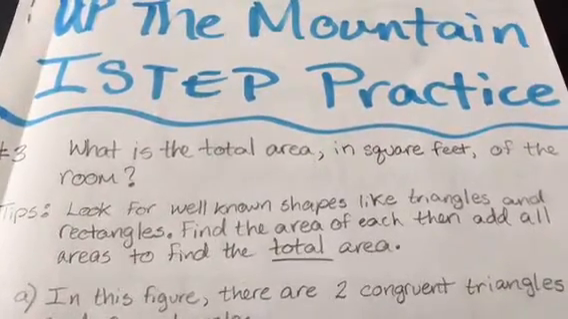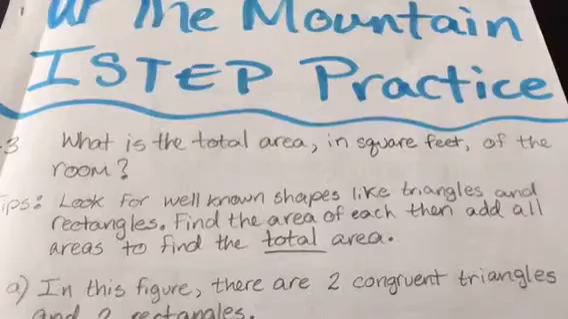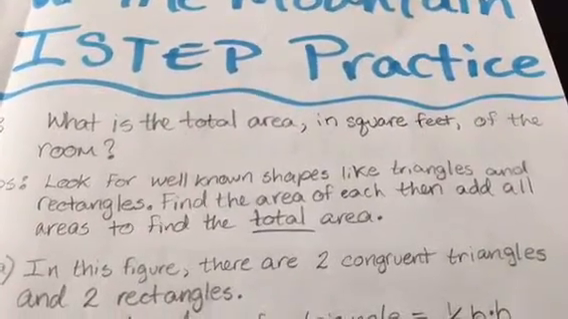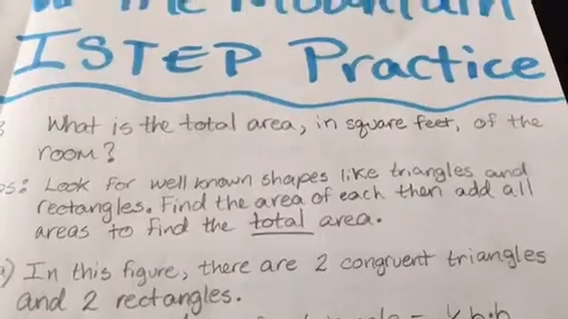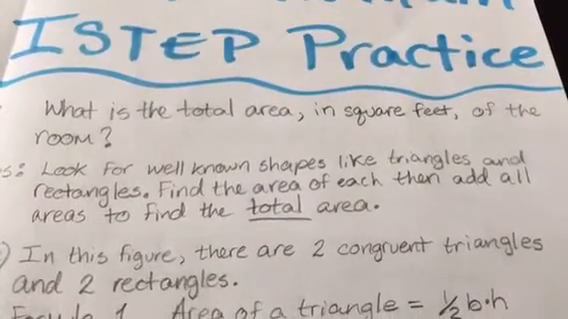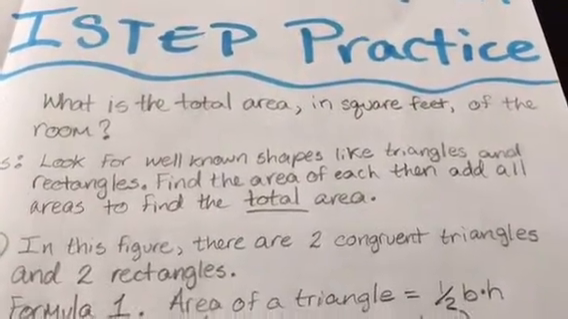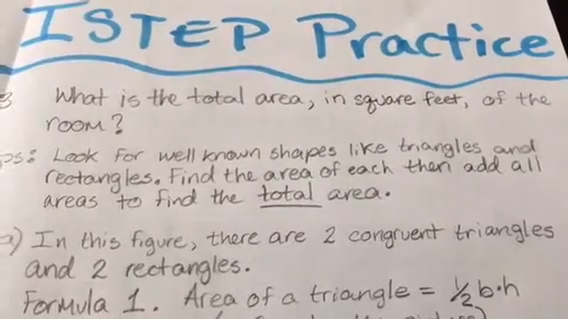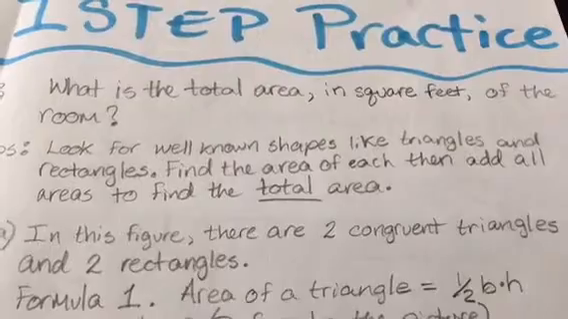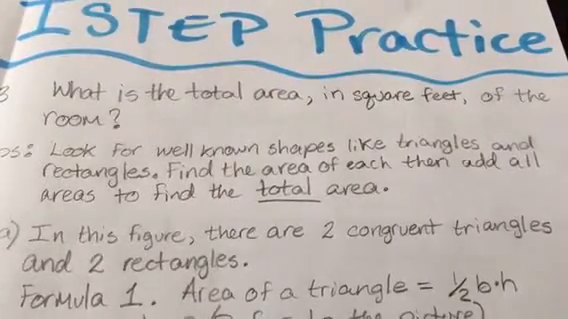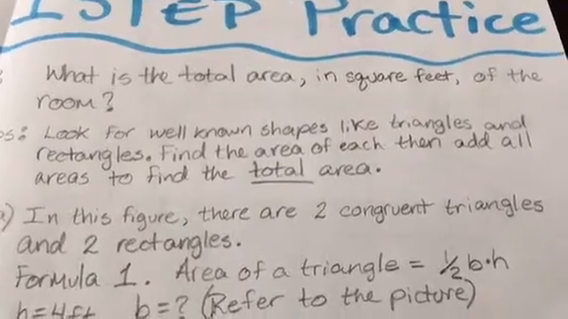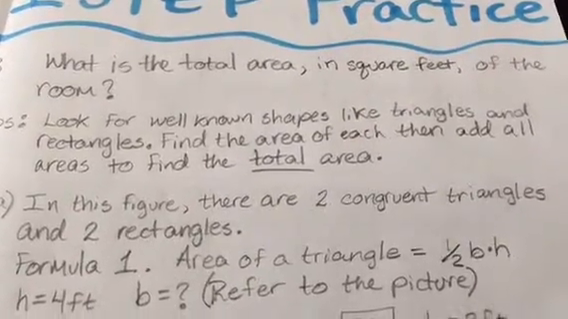It is an ISTEP review problem on finding area. And it's an irregular figure, as you saw. So how do we approach a problem where we need to find the total area of a figure that is not a regular polygon, if you will? So we have to find the total area in square feet of the room.